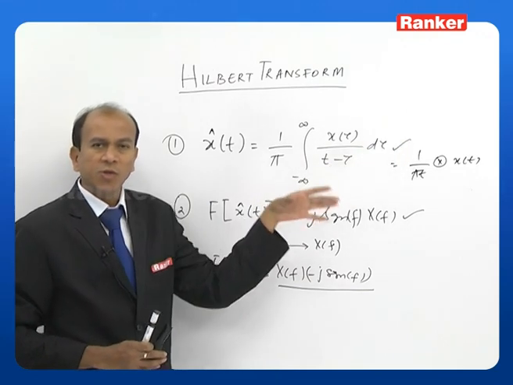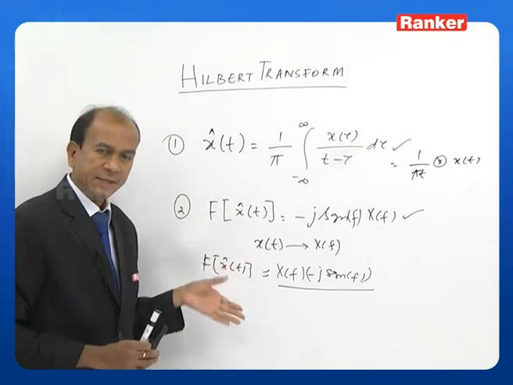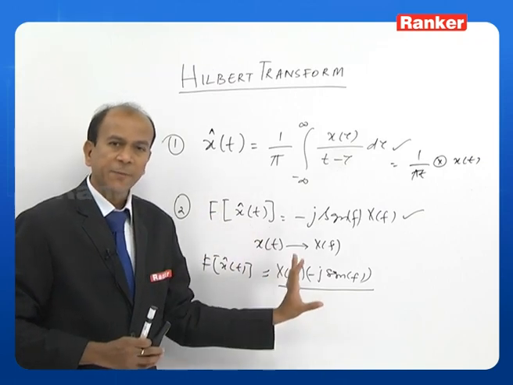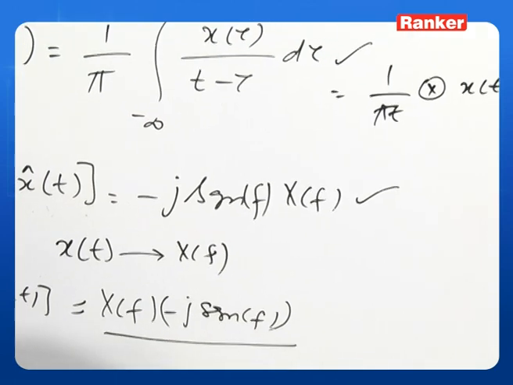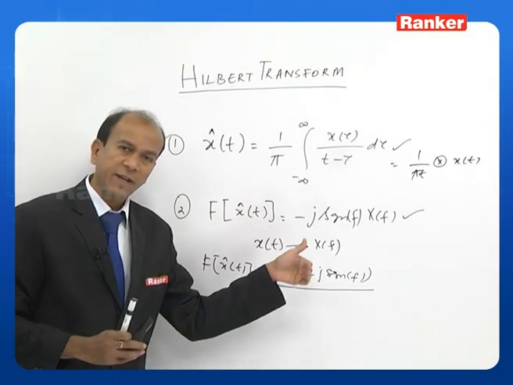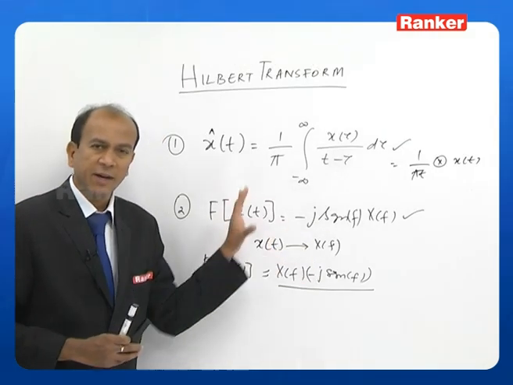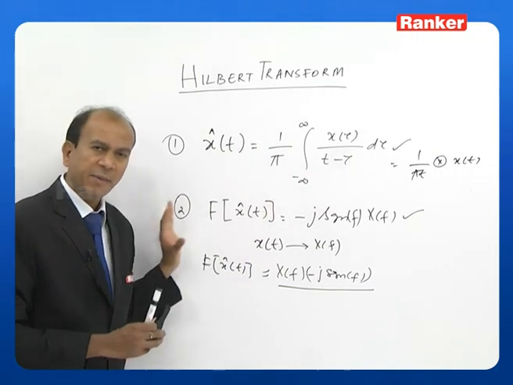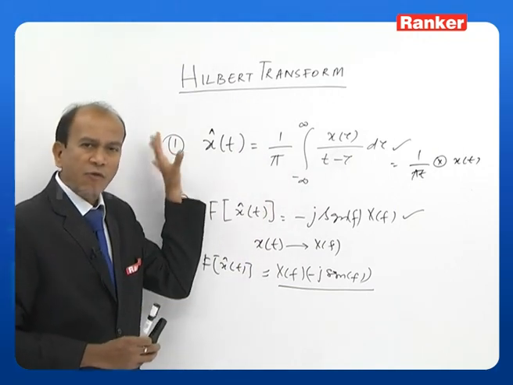So, the most preferred method here is to take the Fourier transform of x of t, multiply it by minus j signum of f, then you will get X cap of f, and then you take the inverse Fourier transform of it, and you will get the Hilbert transform. So, the second method is comparatively easier than the first method.